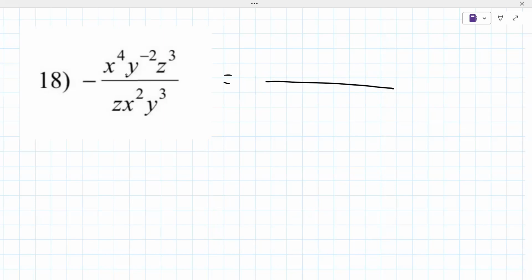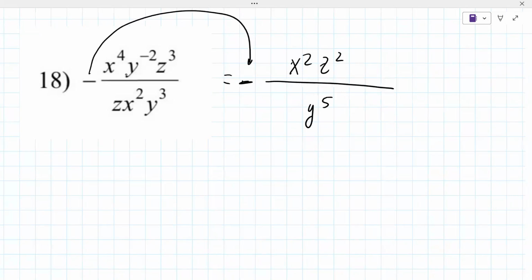I got x squared z squared over y to the fifth. Like this? Yeah. Okay. So the x's I agree with, the y's I agree with, and the z's. This negative though comes with it as well. Oh, my bad. Very good though.